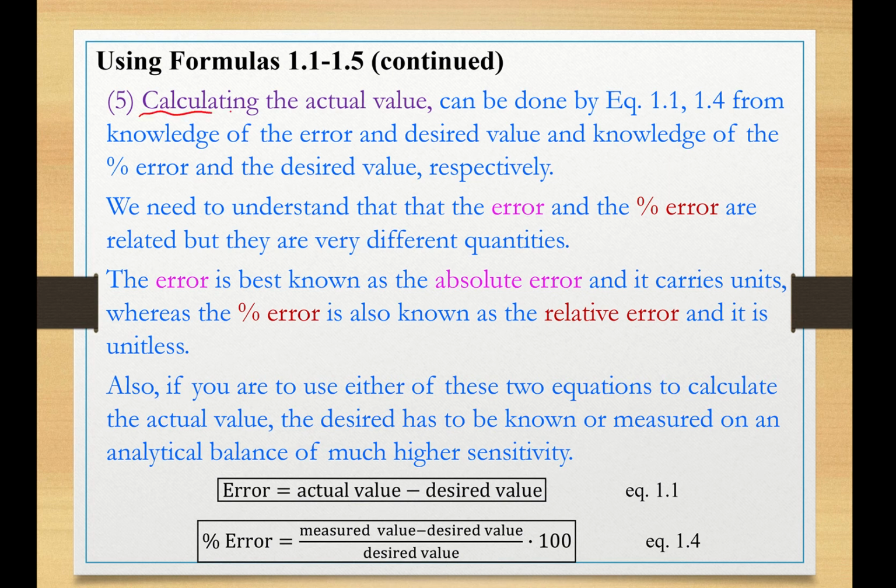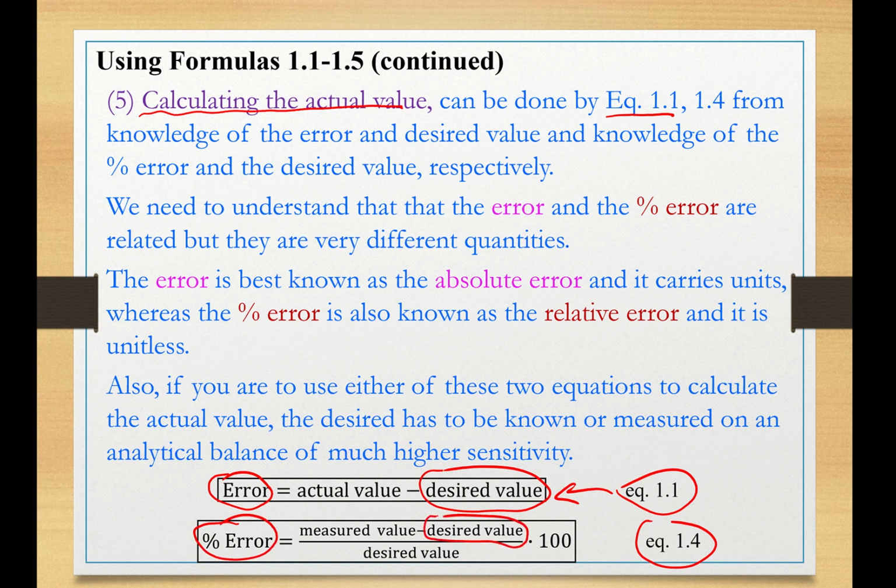Finally, you can calculate the actual value using equation 1.1. Here is the equation, if you know the error and the desired value, or you can determine the actual value from equation 1.4 if you know the percent error and the desired value. Now notice that error and percent error are related, but they are very different quantities. In fact, error is best known as the absolute error and it carries units. On the other hand, percent error is a ratio, is known as the relative error, and is unitless.